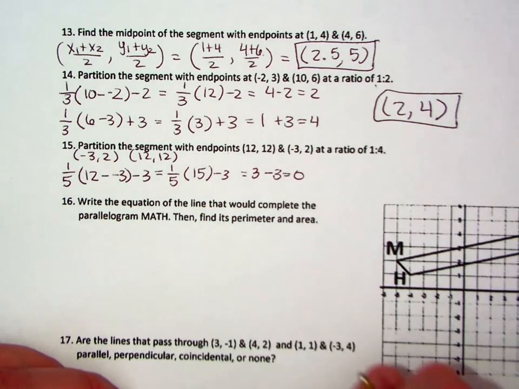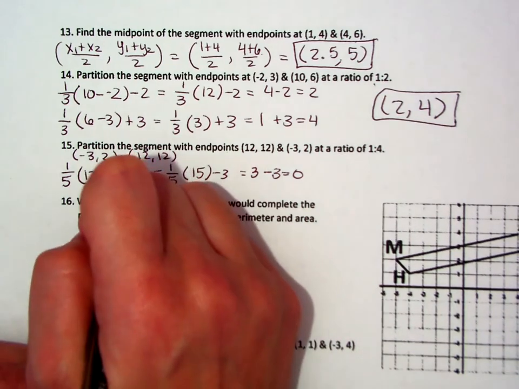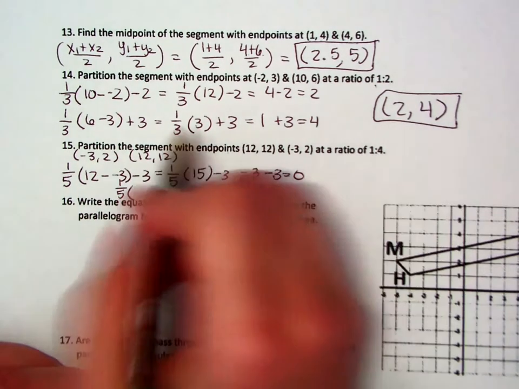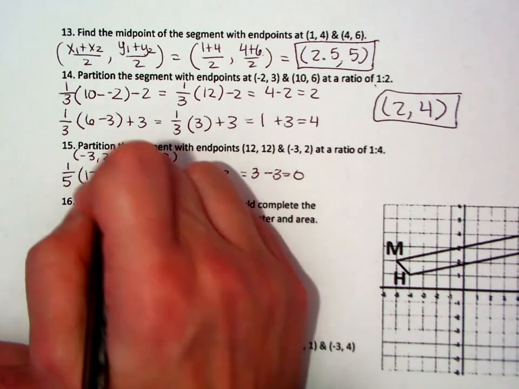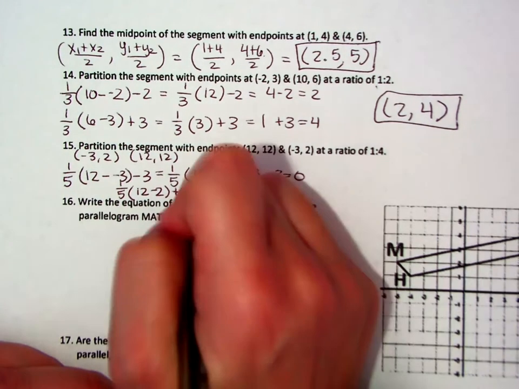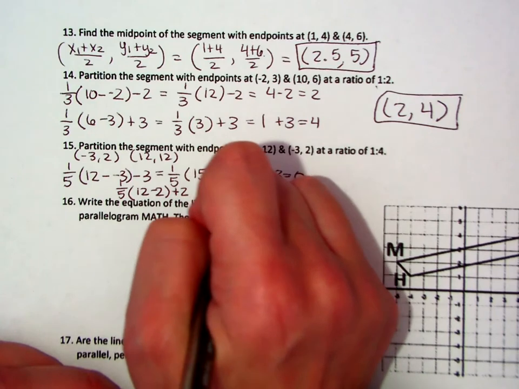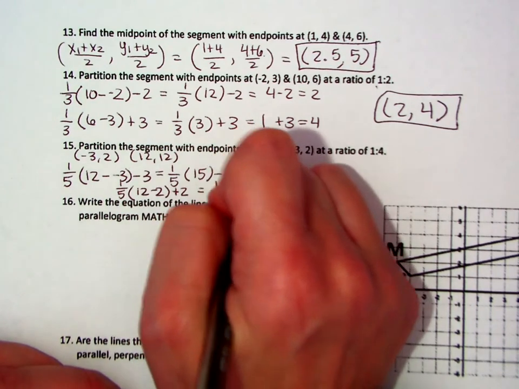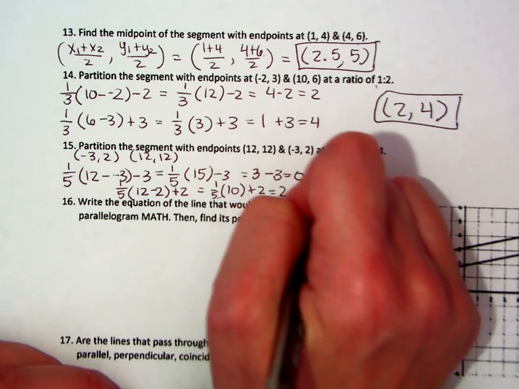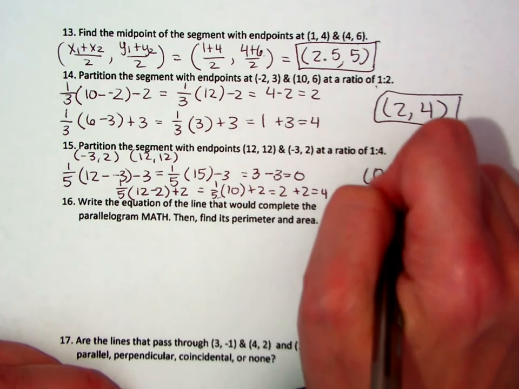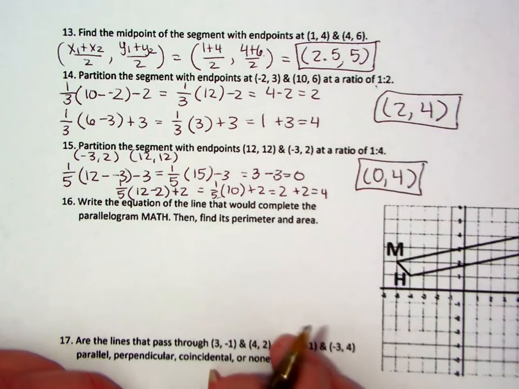Now we do it again for the y's. So we're going to do 1/5 of the difference of the y's. So the y here, 12, minus 2, added back to the original y, 2. So we've got 1/5 times 12 minus 2 is 10, plus 2. 1/5 of 10 is 2, and 2 plus 2 is 4. So we're looking at the ordered pair (0, 4) for this partition segment.